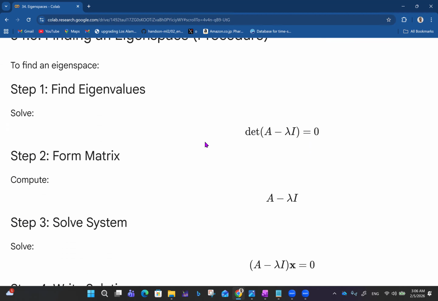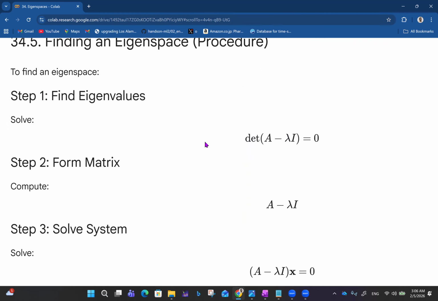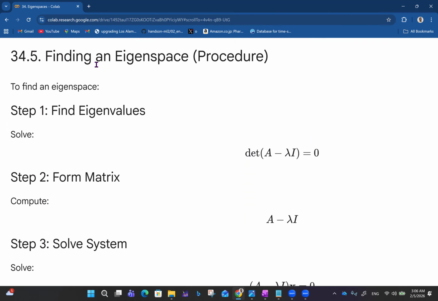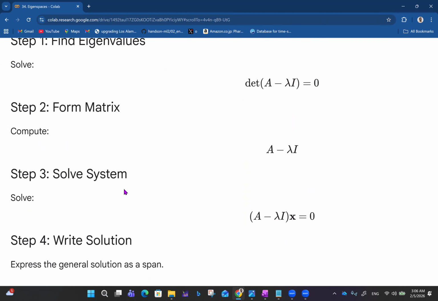Now, the question is how do you find an eigenspace? Here we're looking at a procedure. Step one, find eigenvalues, the usual thing we do. Find the determinant of A minus lambda I equals 0. Next, form the matrix by computing A minus lambda I. Then step three, solve the system A minus lambda I times X equals 0 for X, then write the solution, expressing the general solution as a span.